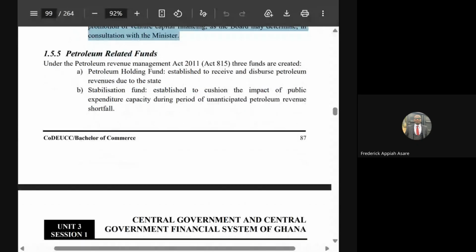We have petroleum related funds. And under the Petroleum Revenue Management Act 2011, Act 815, three funds are created.